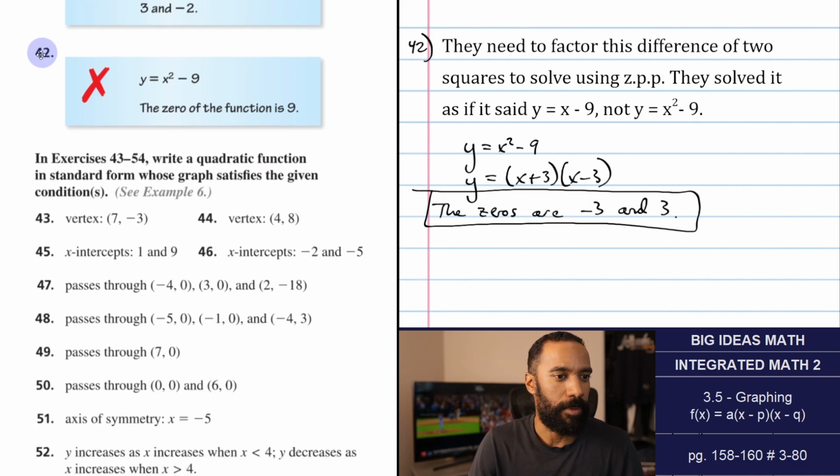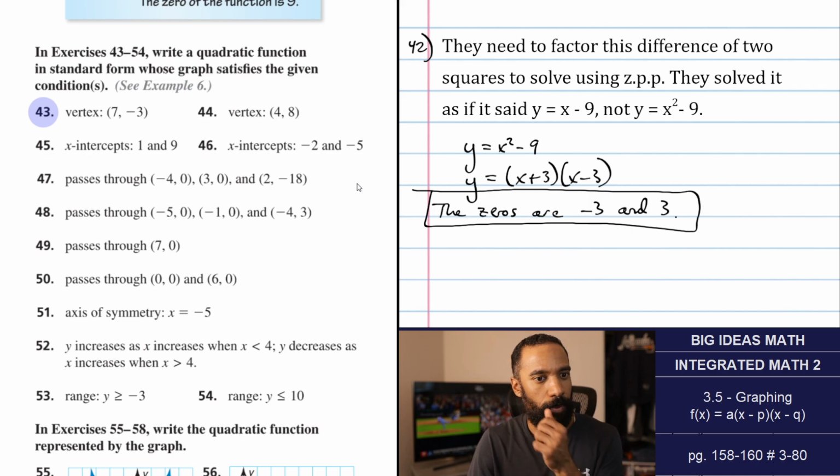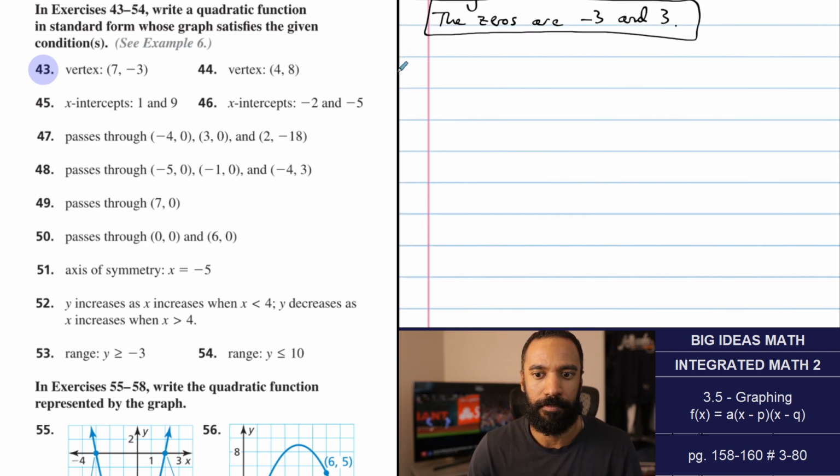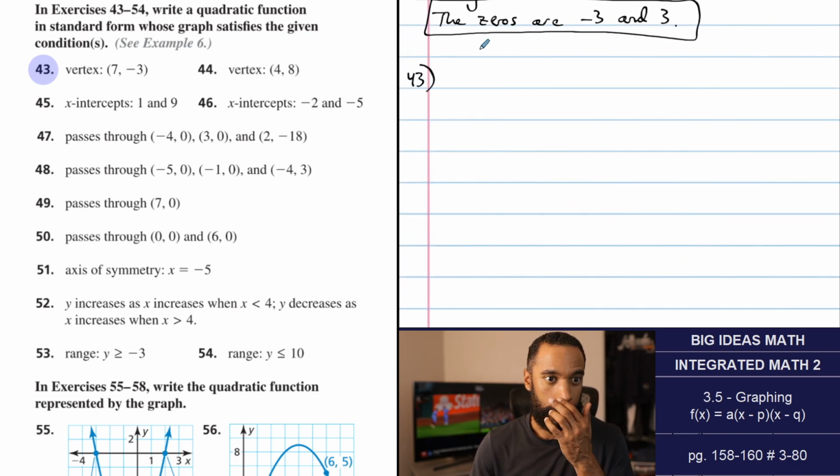All right, 43 to 54. That is 12 problems, or hopefully that's just a fast section. Write a quadratic function in standard form whose graph satisfies the given conditions. They might not necessarily be fast. Depends on the problem. And they say write a quadratic function. It's open-ended on some parts sometimes.